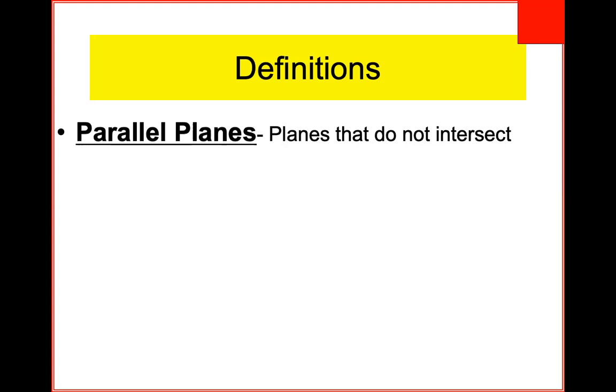Parallel planes: if you have two planes that are parallel, that means they do not intersect. Two parallel planes can be twisted, turned, any way you want, okay? So those are planes that are parallel.